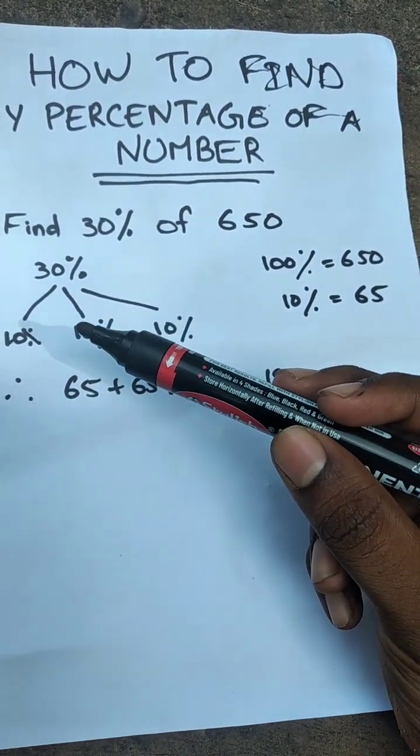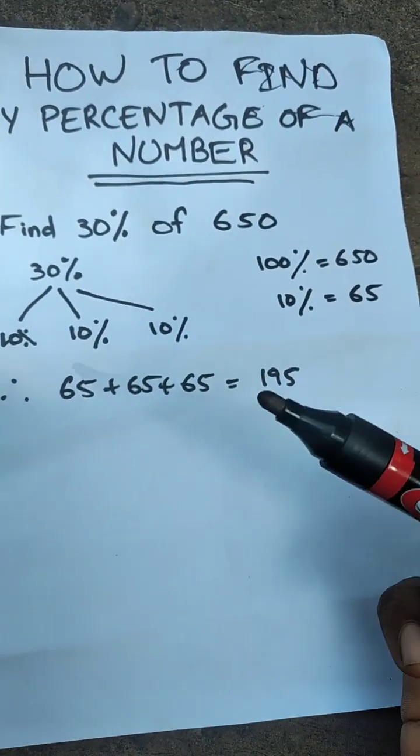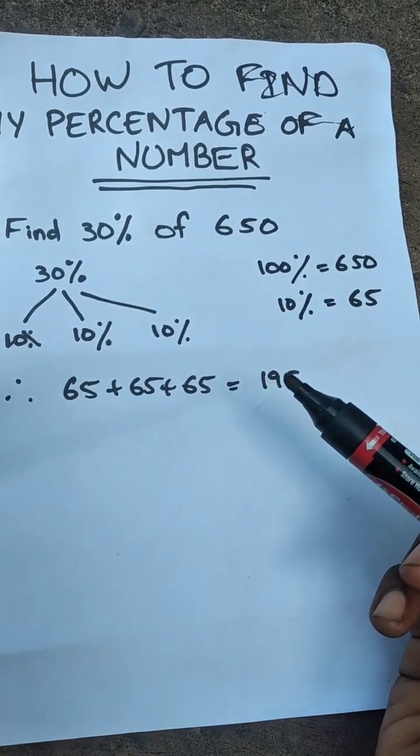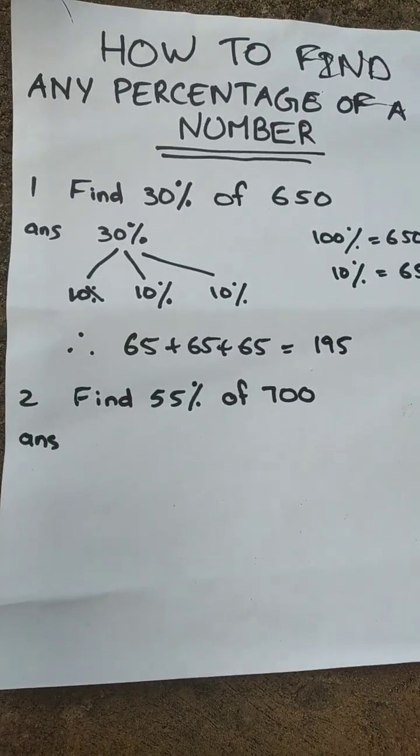So 30% of a number is 10% plus 10% plus 10%. So 10% is 65, so 65 plus 65 plus 65 would be 195. So we can move on to the next question.